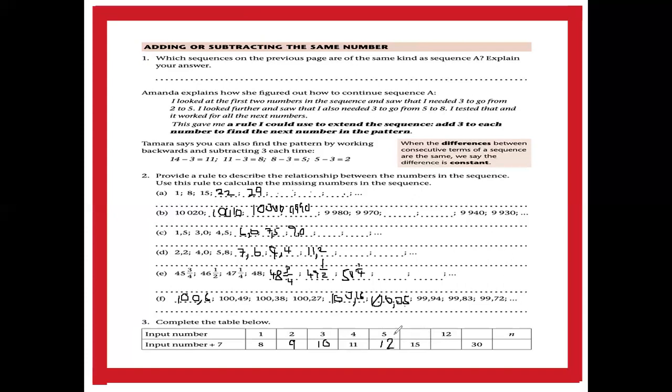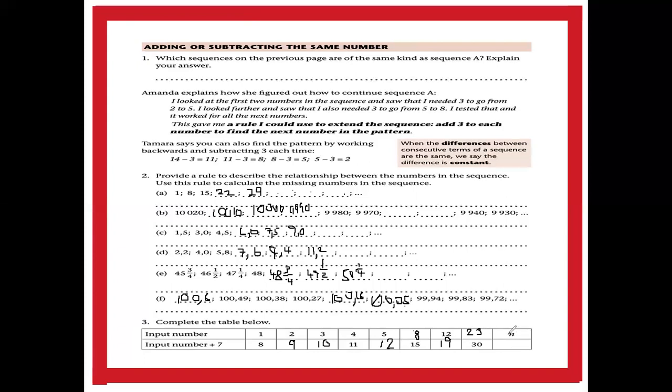So this doesn't necessarily correlate to 6. So we'll do the opposite here. What number plus 7 will give us 15? So 15 minus 7 gives us 8. Then 12 plus 7 gives us 19. 30 minus 7 will give us 23.